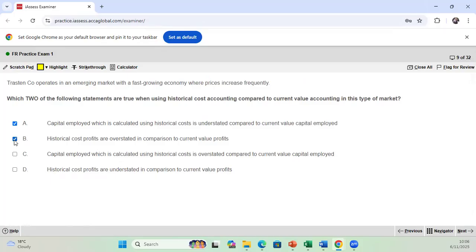That is very much possible. But read the first statement: where prices. If the prices are falling, it is the opposite. But in this case, prices increase frequently. So our question is saying that prices are rising.